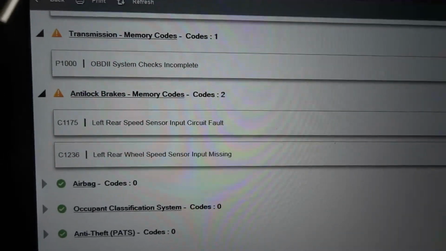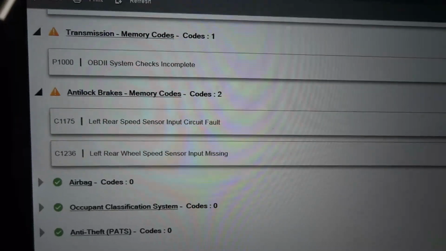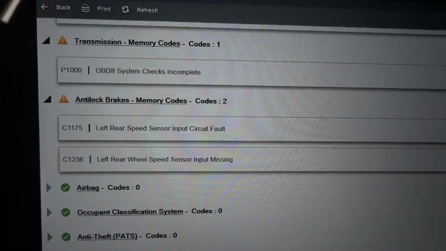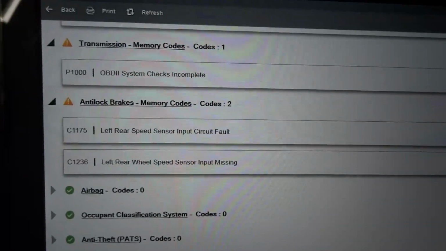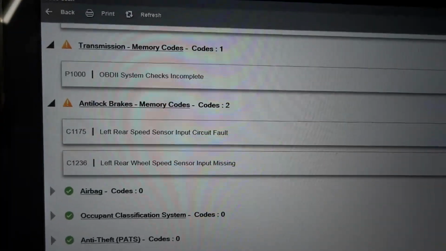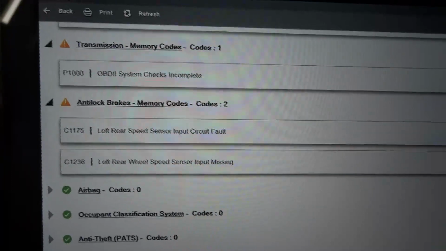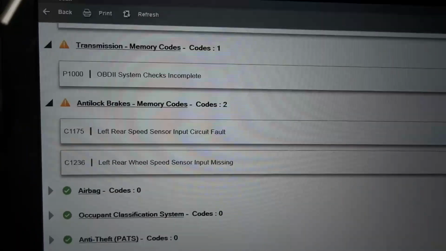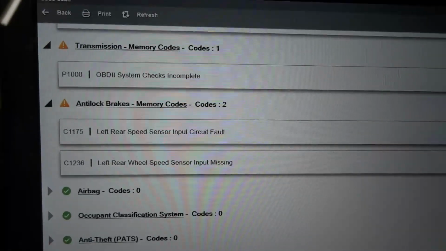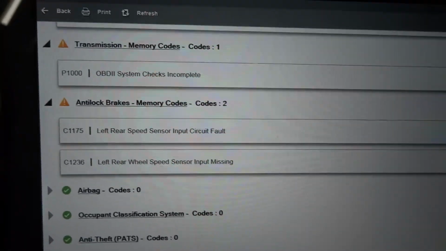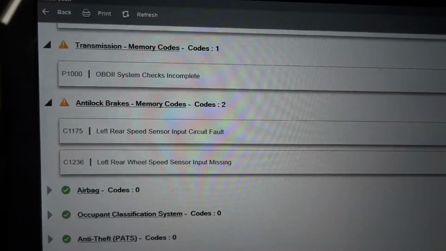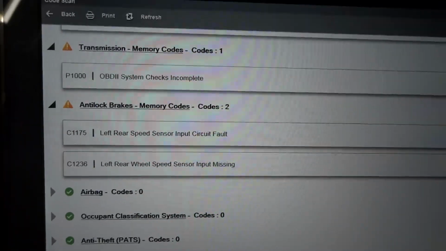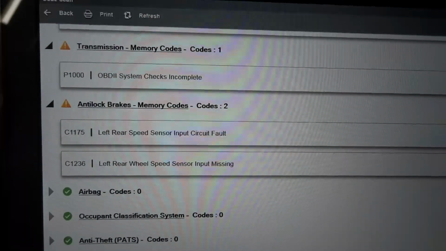And in case of slippage, if you're driving on a slippery road, if one wheel starts to spin faster than the other, the ABS control unit is going to look at the sensor input. Based on the sensor input, it will know which wheel is spinning faster than the other, and that way it's going to activate the brakes to slow down whichever wheel is spinning faster than the other, and that's how the driver can keep control of the vehicle.